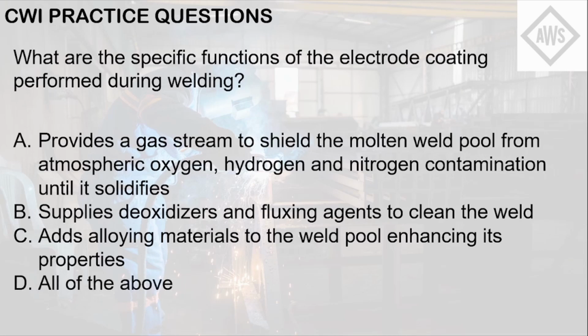Basically, letter A refers to the shielding property of the electrode of stick welding. Letter B refers to the deoxidation process of the electrode. And letter C is basically the alloying characteristic of the electrode, adding materials to the weld pool, enhancing its mechanical properties. All of these characteristics are a function of the electrode coating performed during welding, and thus the answer is letter D, all of the above.